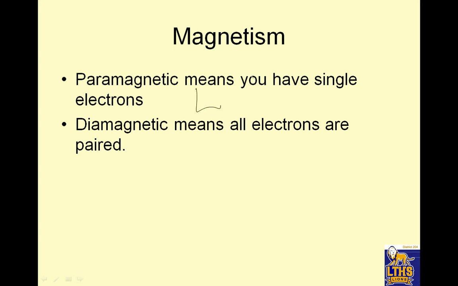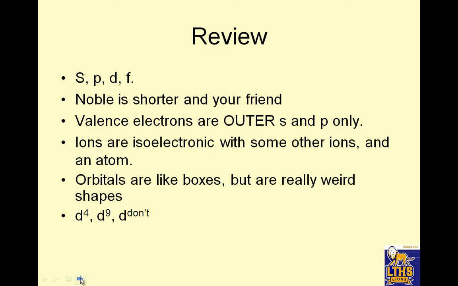So if I have my orbitals here, paramagnetic, diamagnetic. So that's it. Review: S, P, D, F, woohoo, I know my blocks. S, woo, P, yeah, oops, by the way, the S one over here is an S. P, D, woohoo, F, whoa, over here. Noble is shorter and your friend. Valence electrons are outer S and P only. Ions are isoelectronic with some other ions in the atom. Orbitals are like boxes but are really weird shapes. D4, D9, D don't. Goodbye, don't upset my haunted computer.